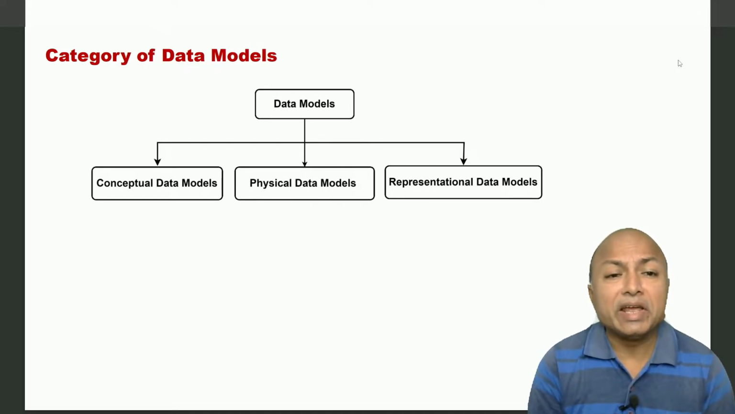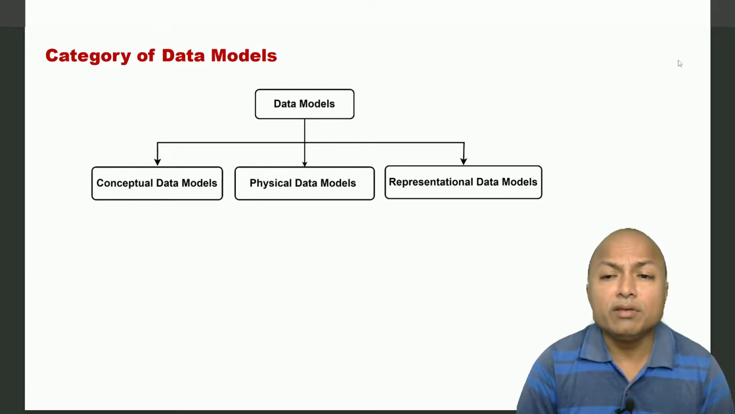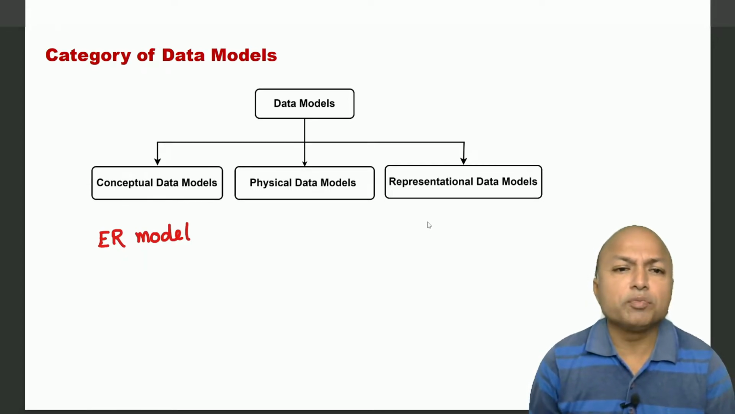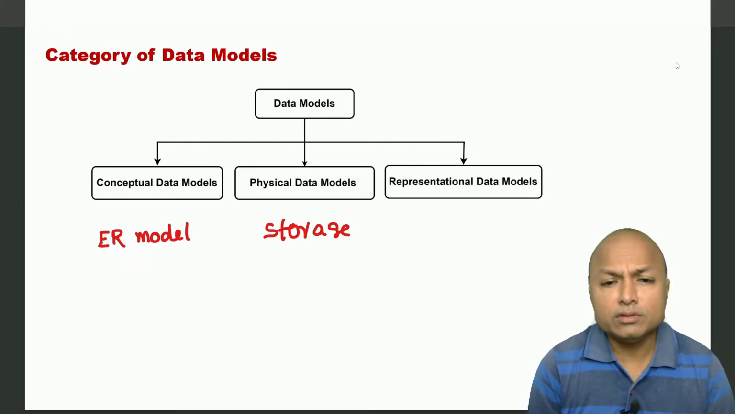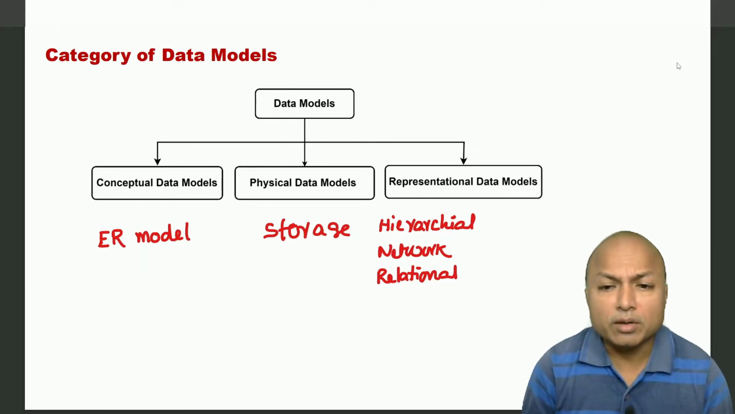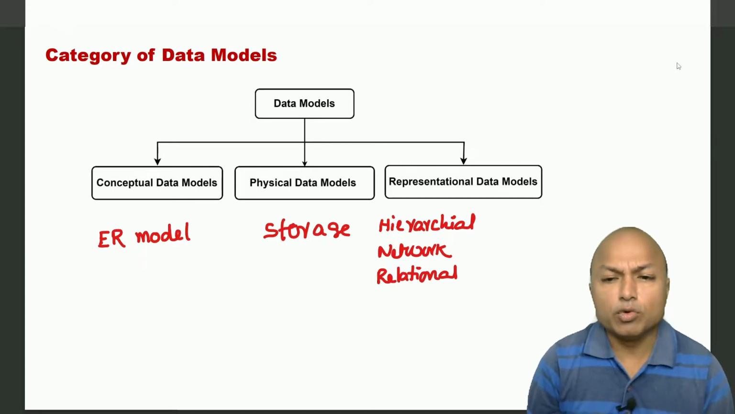Now we will discuss categories of data models. Data models are categorized into three. One is conceptual data models, another one is physical data models, another one is representational data models. We are going to discuss the types of models that come under each category. Coming to conceptual data models, ER model is used in conceptual data models. Coming to physical data models, it tells us about the storage of the database. Coming to representational data models, we have hierarchical data model, network data model, and relational data model.